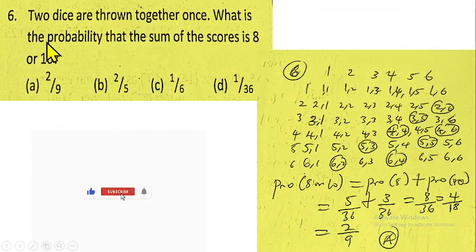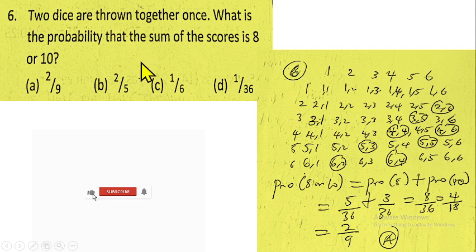Number 6: two dice are thrown together at once. So the question is from probability. What is the probability that the sum of the score is 8 or 10? When you throw two dice, you know that we have this sample space, which gives us 36 as the total outcome. This is the first die and this is the second die. So everything from here gives us the total outcome, or the sample space, for throwing two dice.